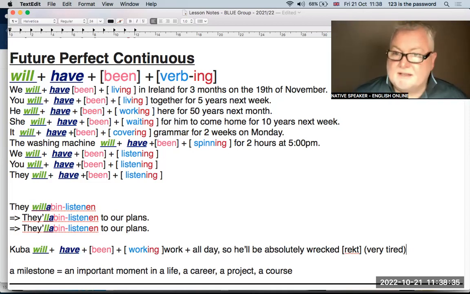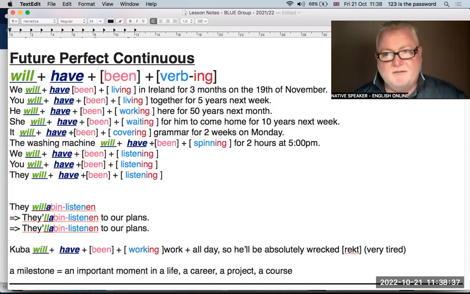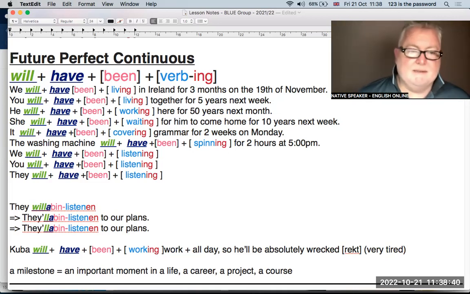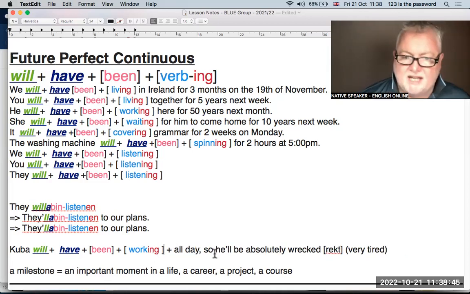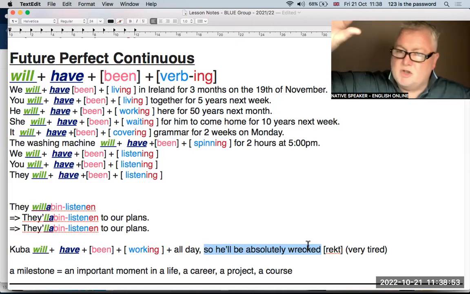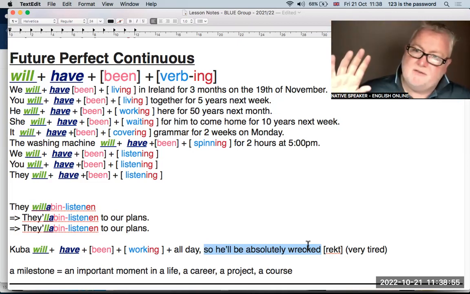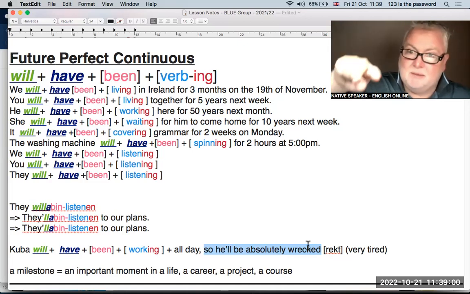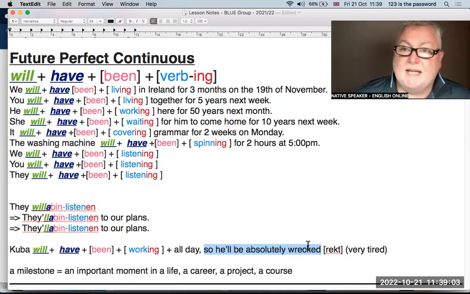So if you say that at work and people are saying, wow, your English is getting very natural, they'll notice that. So Kuba will have been working all day, so he'll be absolutely wrecked. What do I say here? Well, why am I saying that? I'm visualizing the future. I'm saying Kuba's day will be coming to an end. The cycle will be coming to an end. And I'm saying he'll be very tired. So maybe he doesn't want to go so early for dinner. Maybe he'll like to come home, have a nap.